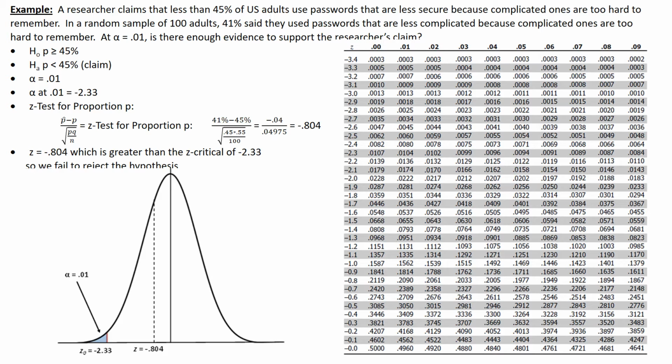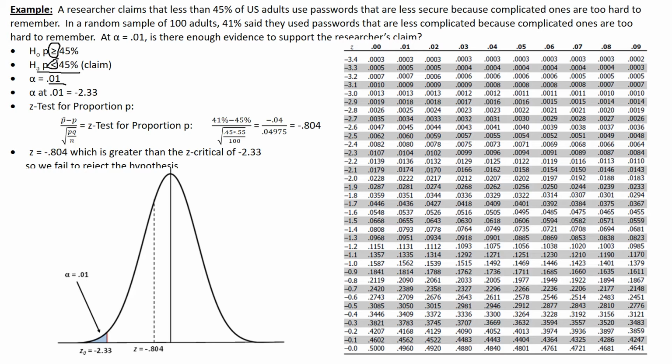Well, the researcher is claiming that less than 45% of adults use passwords that are less secure. So it's a less than, which means that it goes under the alternate hypothesis. And it's one-tailed since it's pointing to the left. It's left-tailed, which means the null has to be greater than or equal to, and there's our equality statement right there. It's greater than or equal to 45%. I've got an alpha of 0.01.